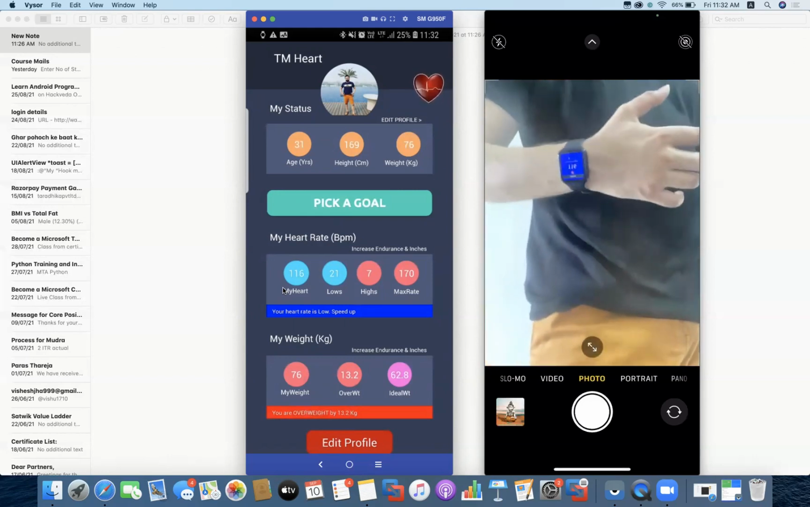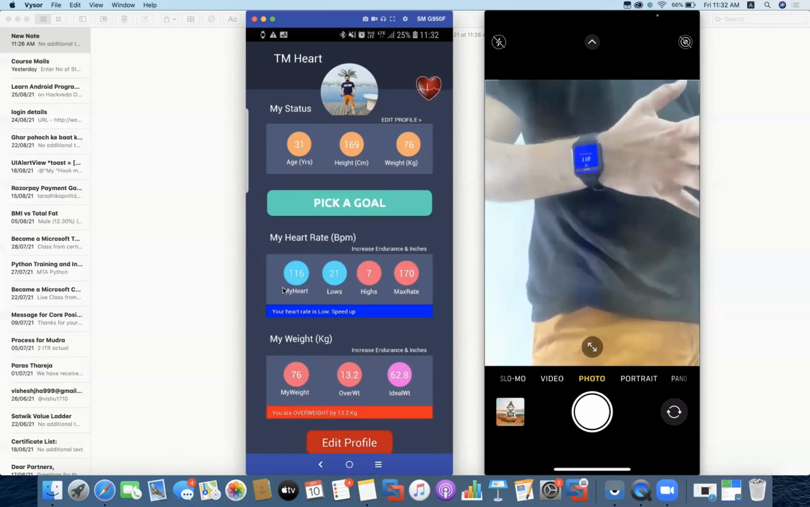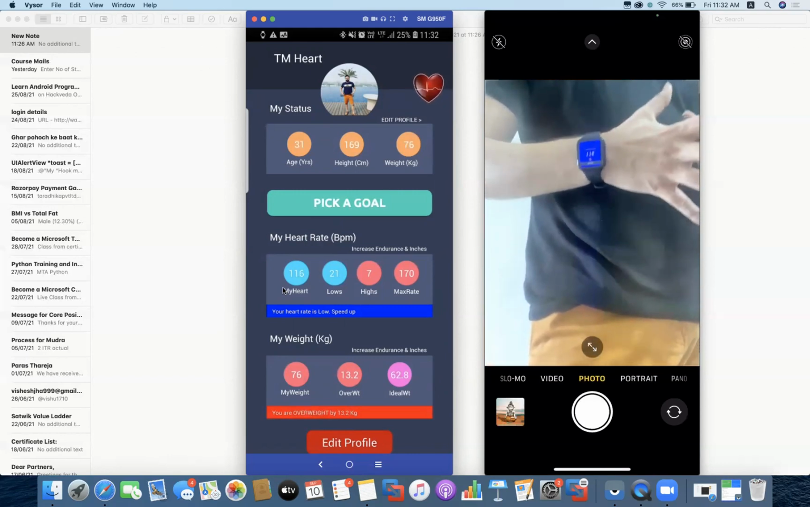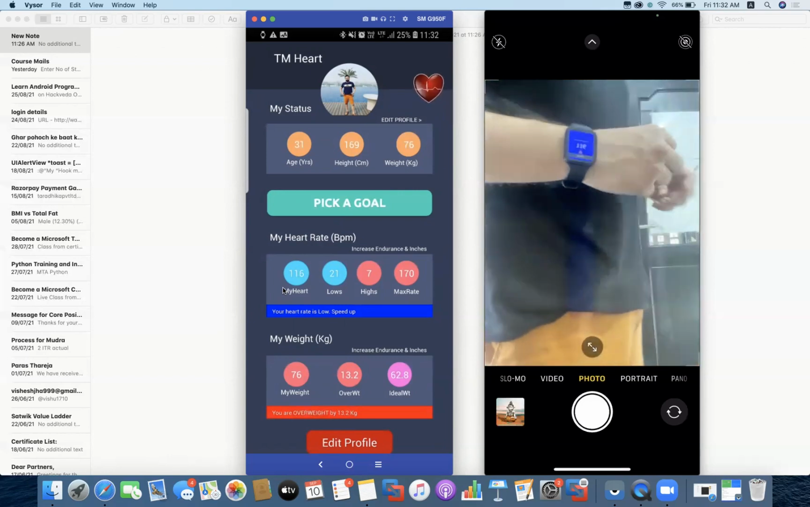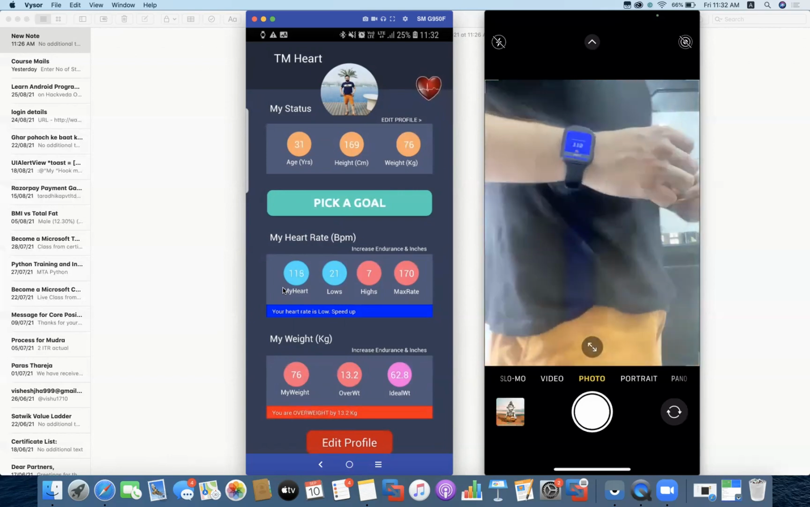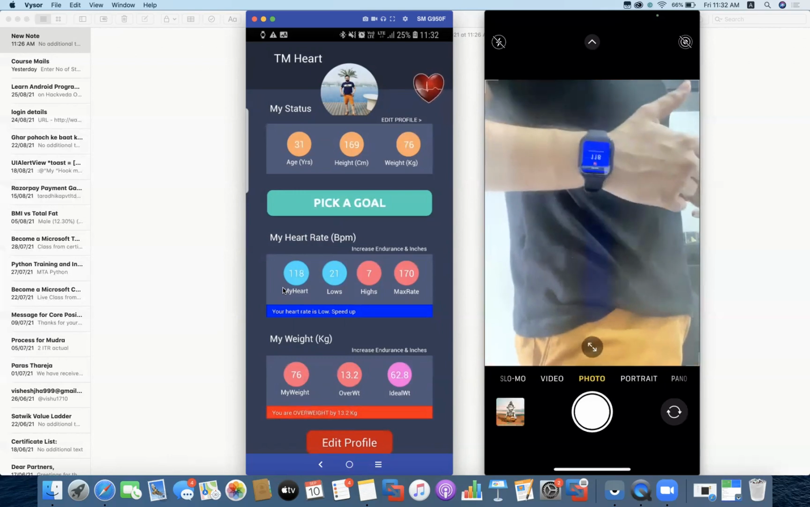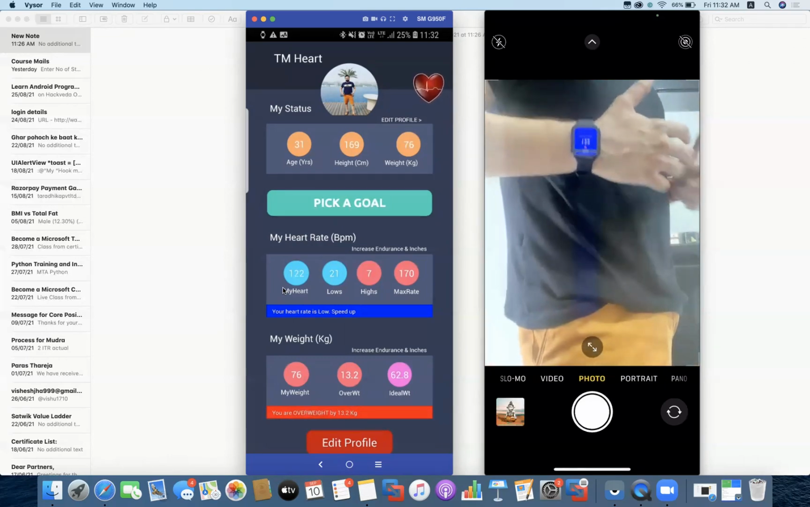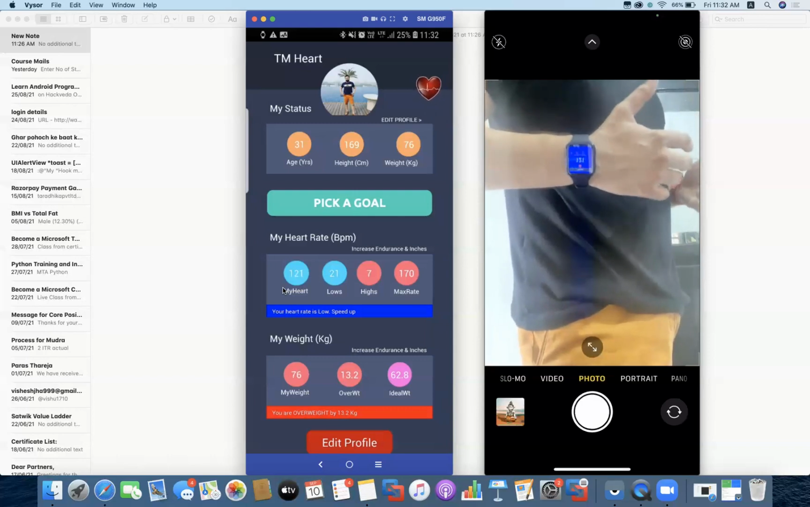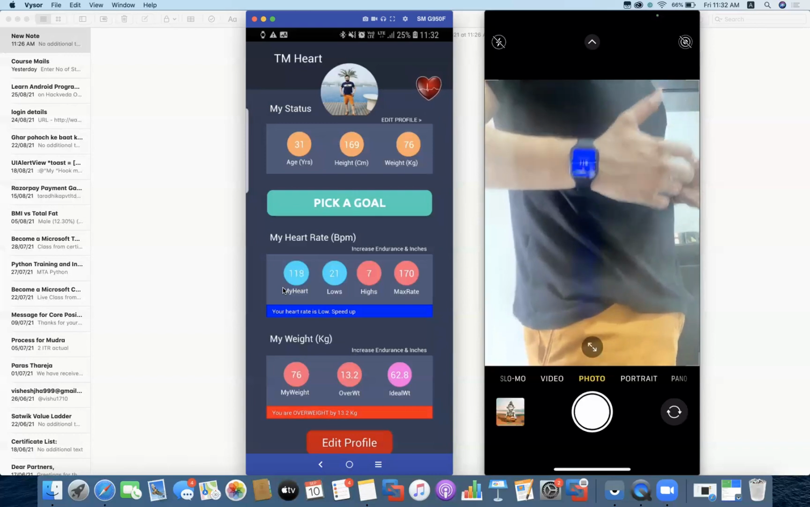Now when I start exercising, I'm going to get notified about what my current heart rate is, when I should stop, and when I should resume my session. So let's get started. I have got my goal set up and my goal is to increase endurance and increase my inches. So I'm going to start running and follow my session. I'm going to put up a timer also, so as to understand for how long I'm going to run.